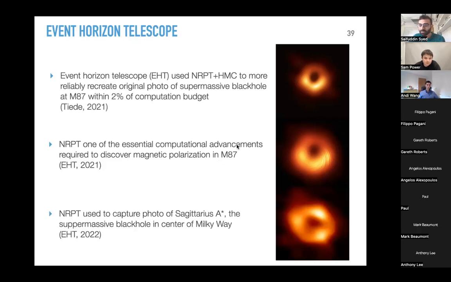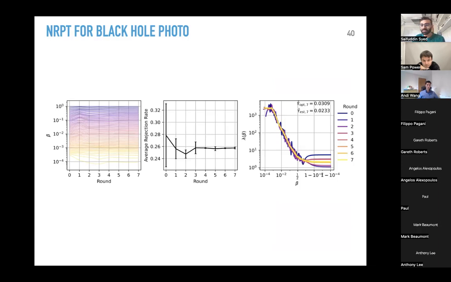Most recently, in the last 2 weeks, I believe, they created a new photograph: they discovered the photograph of Sagittarius A star, the black hole at the center of the Milky Way, again possible because of the computational gains of our work. Paul Tita was actually a PhD student at that time. Now he's a postdoc at Harvard who actually did the implementation of the Monte Carlo.